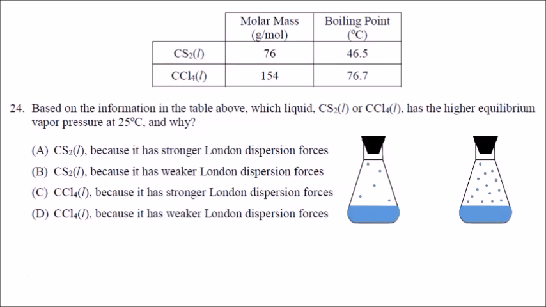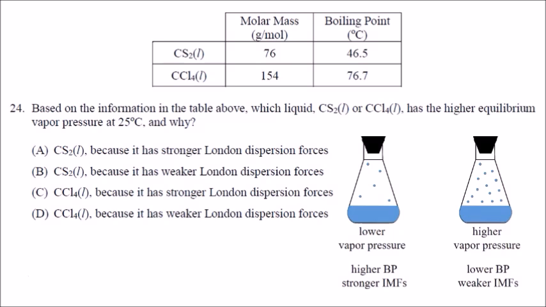The liquid on the left is shown to have a lower vapor pressure, and the liquid on the right has a higher vapor pressure. So what could we say about boiling point and the strength of the intermolecular forces? Well, the liquid on the left, because it has a lower vapor pressure, is going to have a higher boiling point and stronger intermolecular forces, whereas the other liquid on the right would have to have a lower boiling point and weaker intermolecular forces.